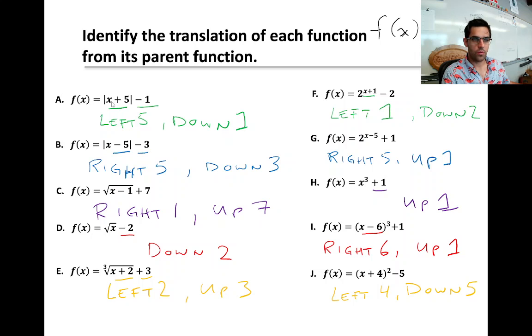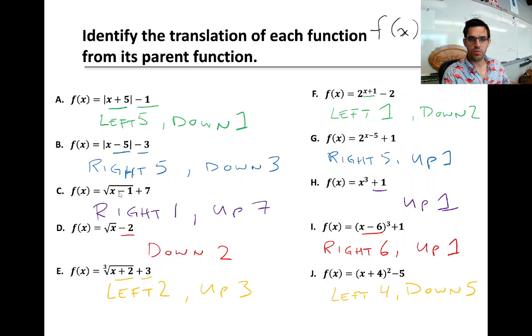For a, we have x plus 5 inside the absolute value. So that's 5 units to the left. We have minus 1 at the end, so it's down 1. B, we have x minus 5, so we're going right 5 units. And then minus 3, so we're going down 3.